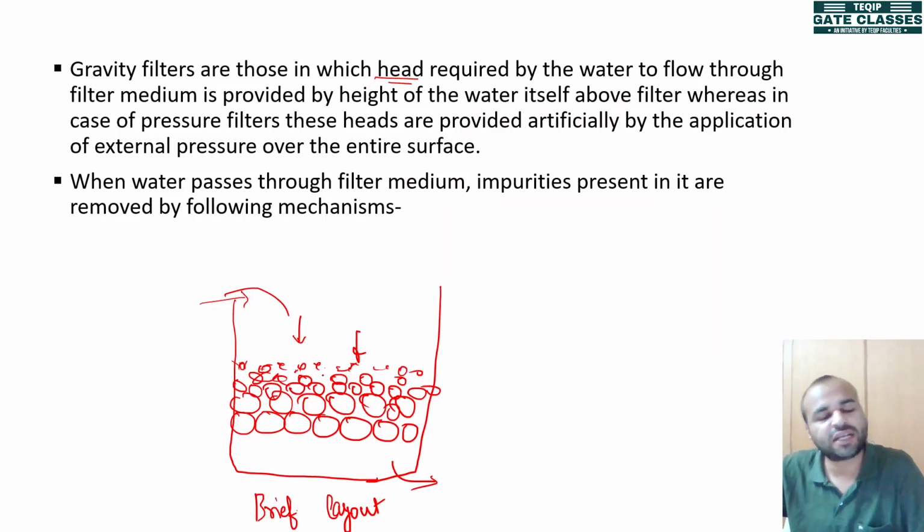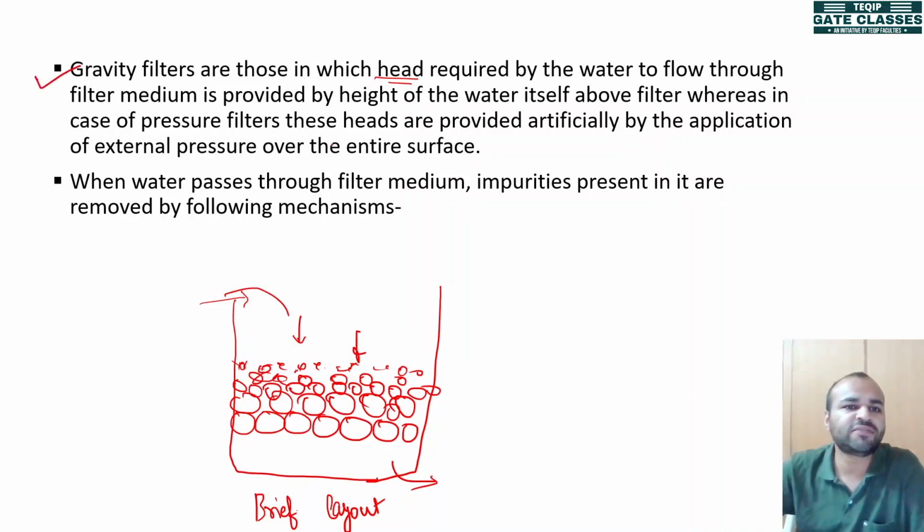Okay, there are various mechanisms by which they are retained, but this is a basic construction. Now what this first point says is that gravity filters are those in which head is required for the water to flow through the filter medium. Now which head are we talking about? We are talking about the head that will be required to flow through this filter. See, this filter, as a solid body, will try to hinder the flow of water.